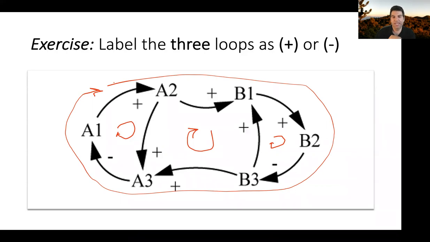So there's three loops here, and if I go through here, I can see this one's a negative feedback loop. I can see this one over here is a negative feedback loop, and across all of this, there's two negatives, and so this is a positive feedback loop.